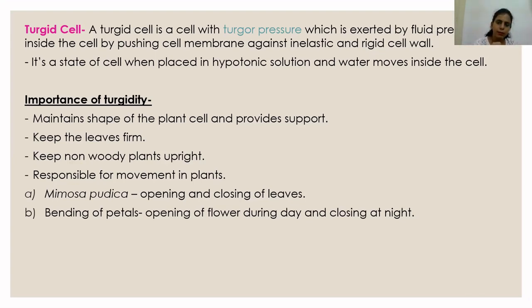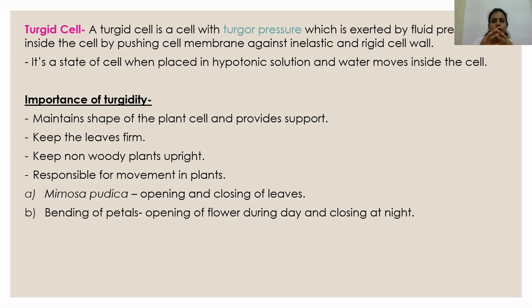Sometimes question is asked in the paper that what is the importance of turgidity? How turgor pressure or turgid cell is important. Okay. So turgidity or turgor pressure is important because it maintains the shape of the plant cell. Very important. It maintains the shape of the plant cell and it provides support to the plant cell. Then it keeps the leaves firm. Okay. And it also keeps non-woody plants upright.